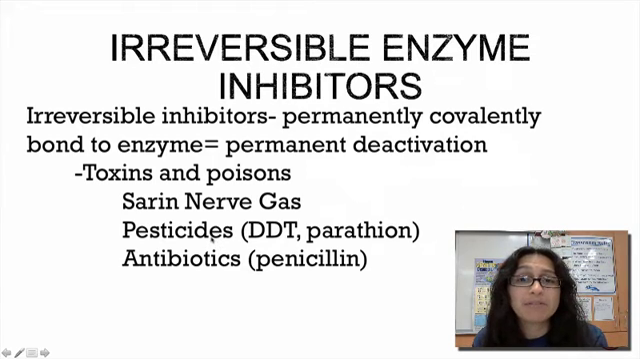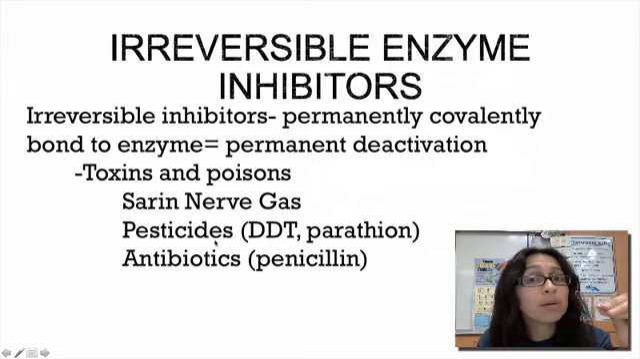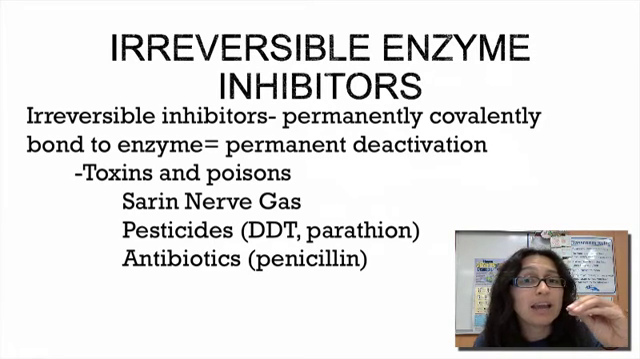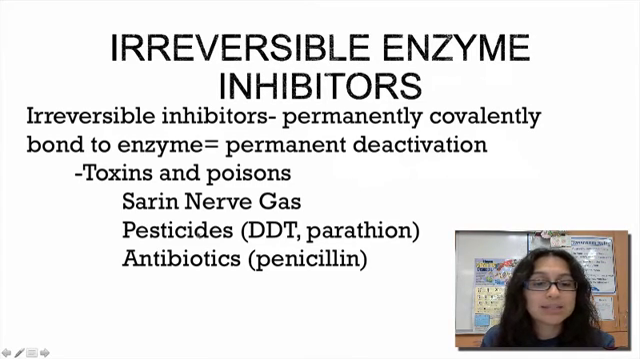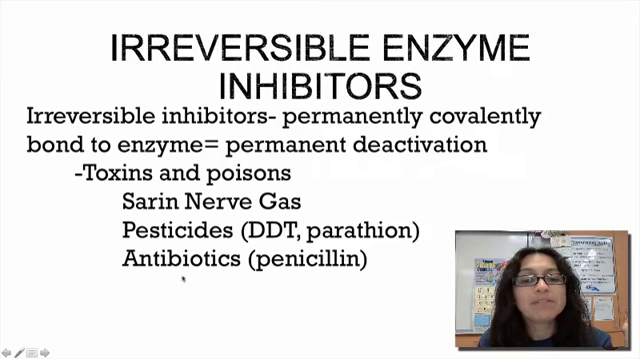So if they're competitive, they permanently bind to the active site. If they're non-competitive, they permanently bind to that allosteric site and permanently change the shape of the enzyme. So sarin gas, pesticides, antibiotics, many of these things, that's what they do. They change the shape of enzymes and they stop a metabolic pathway. They stop certain chemical reactions.